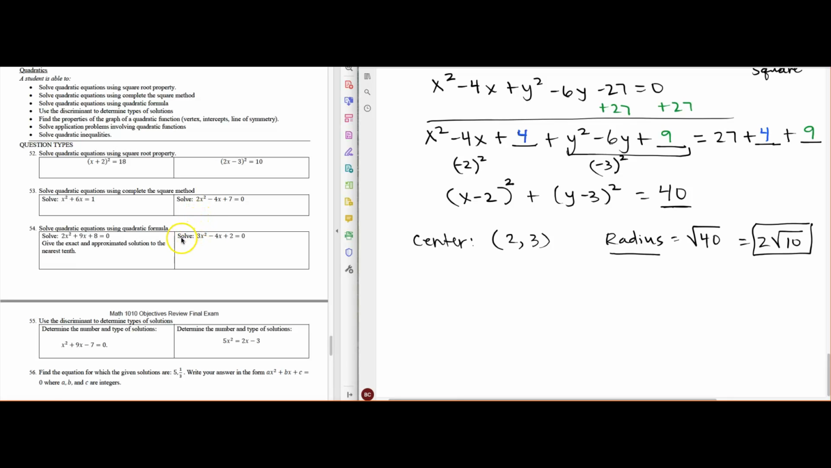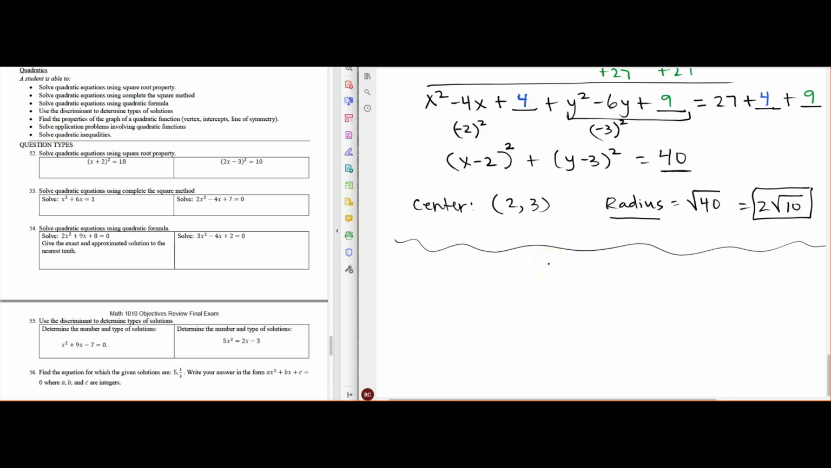I'd say most students will probably only do completing the square on this circle one, because a lot of students aren't really big fans of completing the square, but maybe in 1050 when you use it a little bit more, you might see, oh yeah, that can be kind of a good thing. All right, so let's do 54. Let's just do that first one.